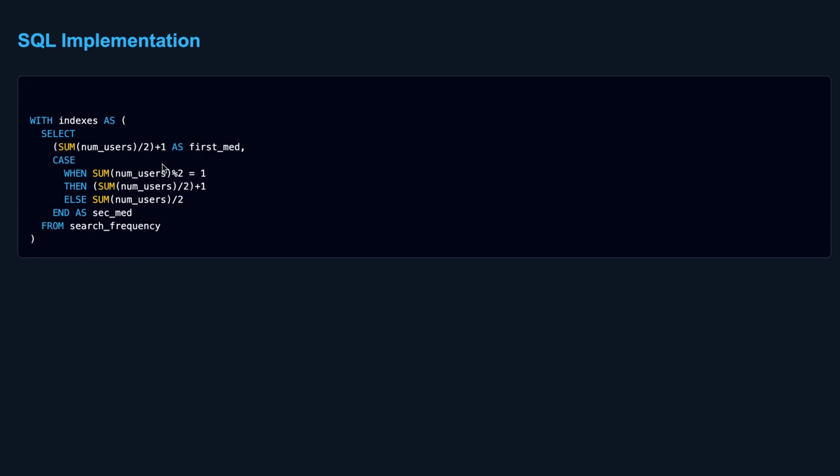So first of all, we start with the first CTE called indexes. What we do inside of this is we simply compute the median positions. So we calculate the first median index and the second median index. And we handle both odd and even cases over here using the case statement, if you can see.